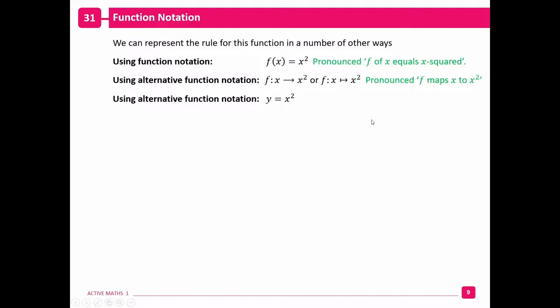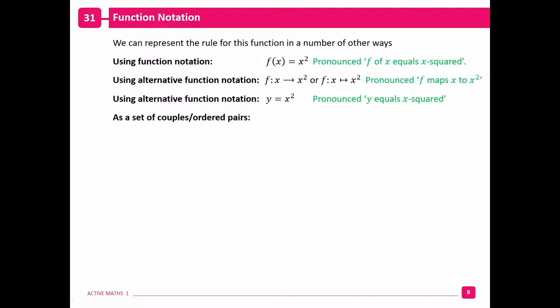Now this time, instead of using f of x, we're using the y to represent our outputs. And we know that our output is as a result of our input being squared. So y equals x squared.